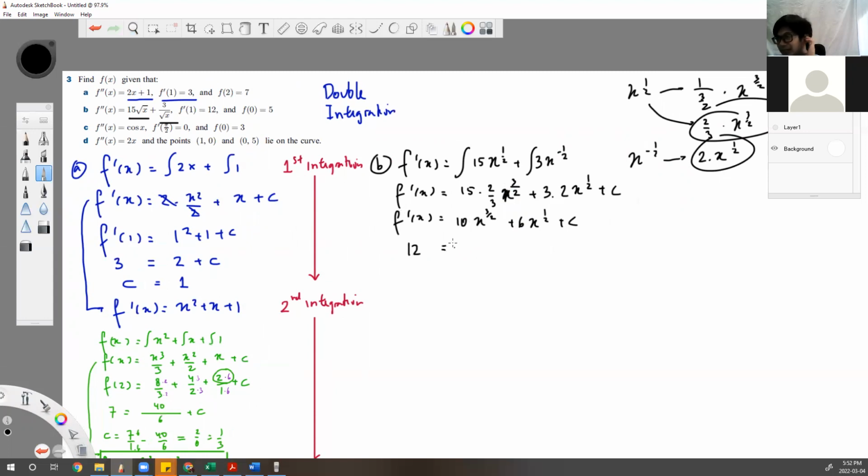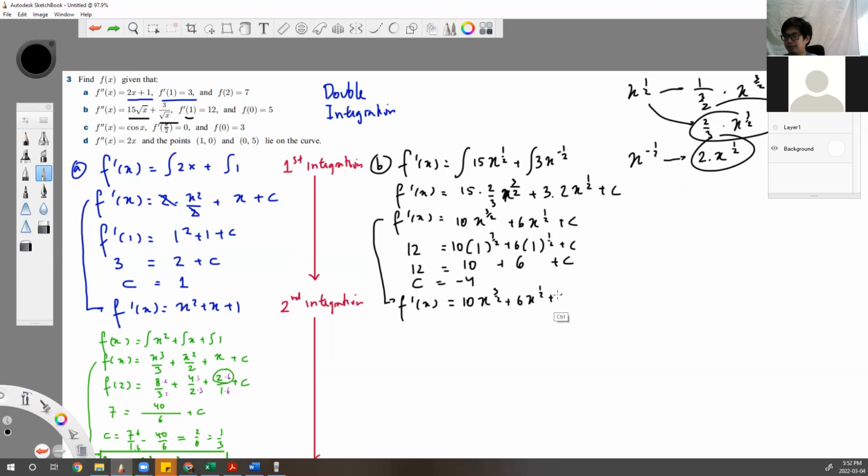f'(1) equals 12 equals 10 power 1, right? Because it's 1. Right? Okay, I get bored and I'm exhausted right now. So 12 equals, wait, c equals negative 4, right? Because 12 minus 16. And f'(x), back to the original, is 10x power 3 over 2 plus 6x power half minus 4.